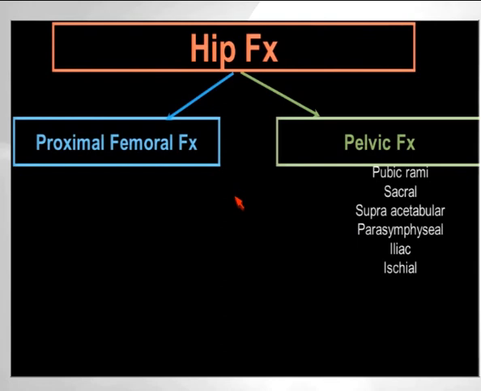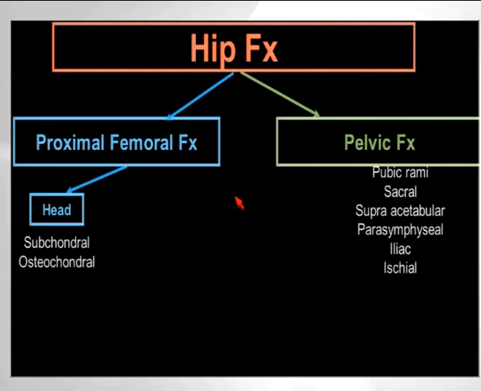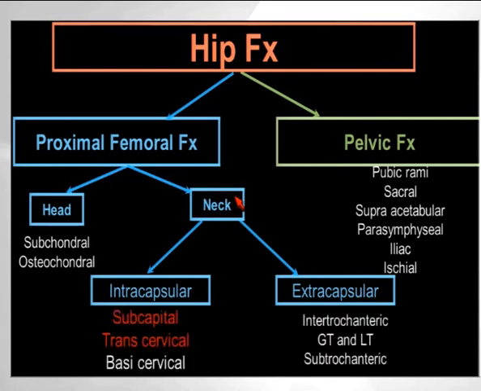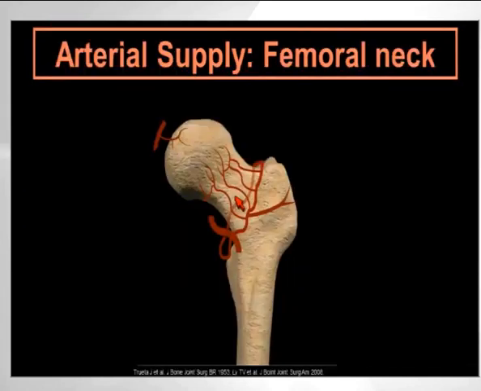When we talk about proximal femoral fractures, they can be in head, subchondral or osteochondral, femoral neck, classic division, intracapsular and extracapsular. Intracapsular, we have subcapital, transcervical, basicervical, and extracapsular, intertrochanteric, greater and lesser trochanteric, and subtrochanteric.